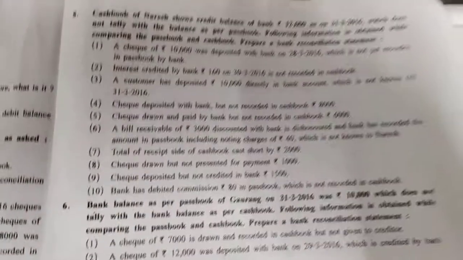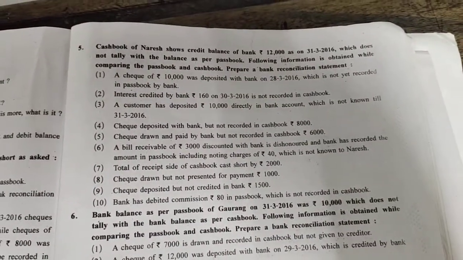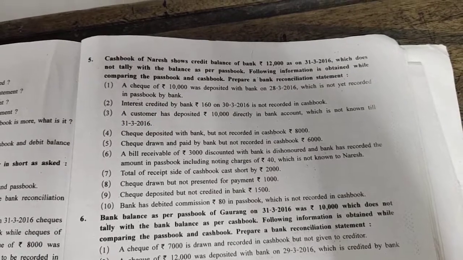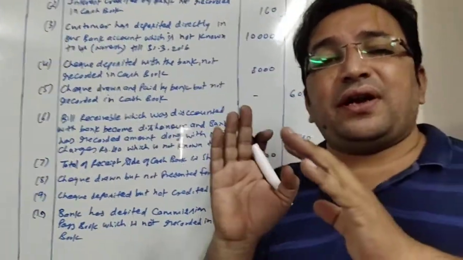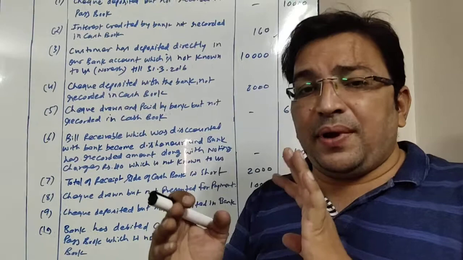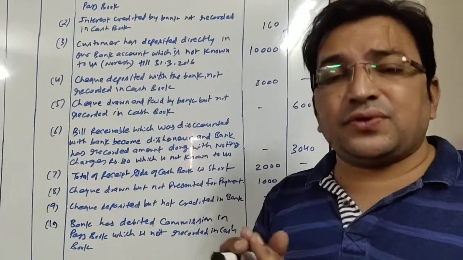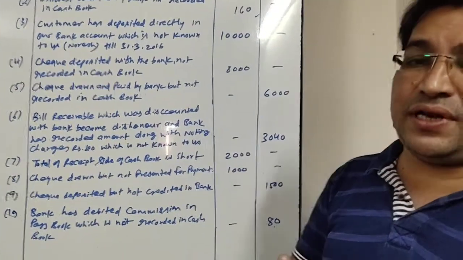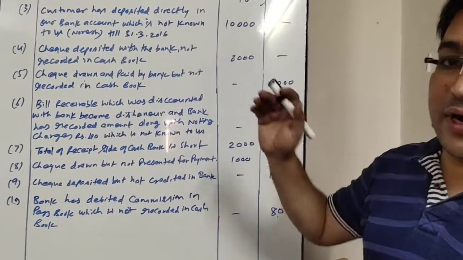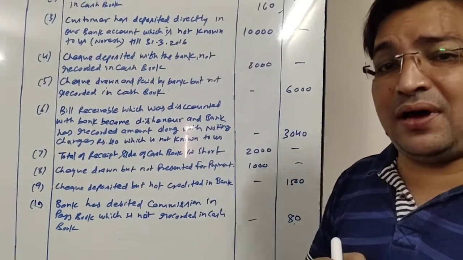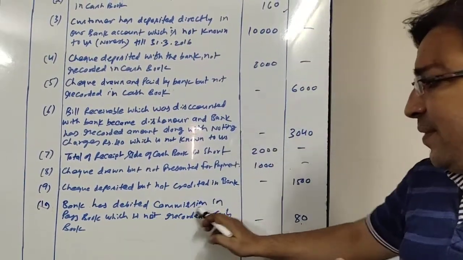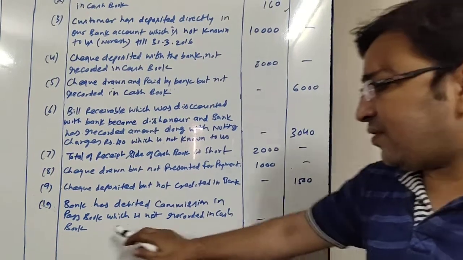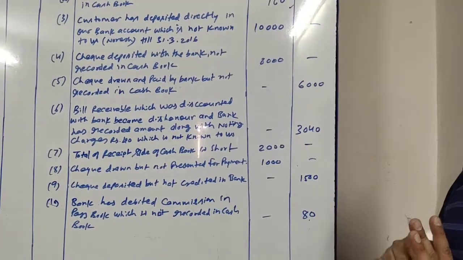Next one, which is the last one. Bank has debited commission rupees 80 in the passbook which is not recorded in the cash book. We know whatever the bank does, we do the opposite in the cash book. So we need to credit this much amount in the cash book, but instead of the cash book, right now we will be crediting this much amount in our bank reconciliation statement. So here it is: bank has debited commission in passbook which is not recorded in cash book. The amount will be written at the credit side.